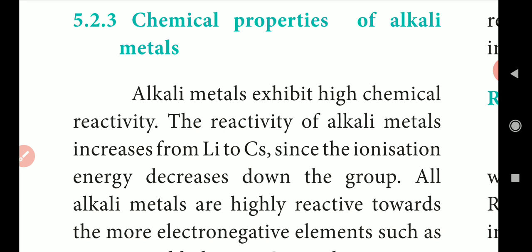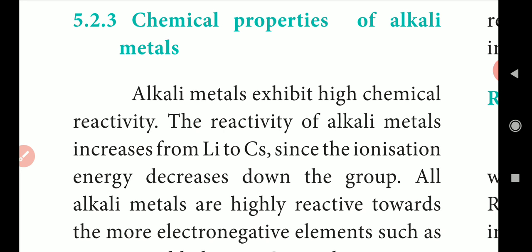Francium is a radioactive element, so we discuss only up to cesium. We cannot consider francium because it is radioactive. What is a radioactive element? An element that undergoes spontaneous disintegration, resulting in the emission of alpha, beta, and gamma radiation, and finally produces stable isotopes. So we discuss only lithium to cesium.